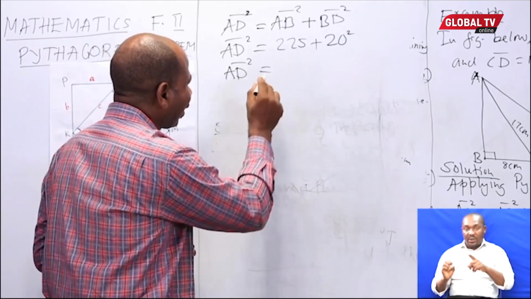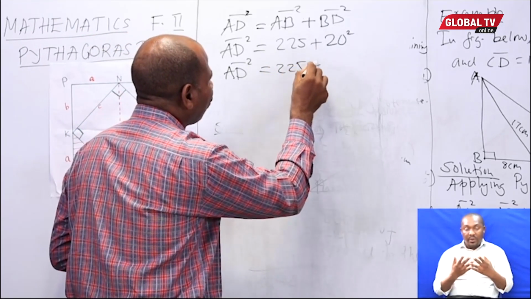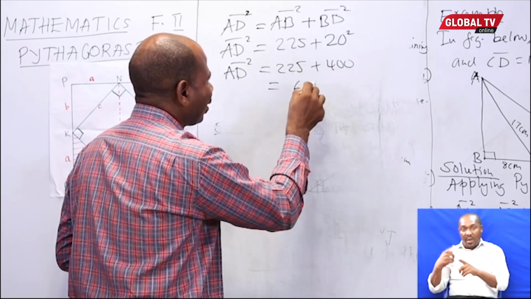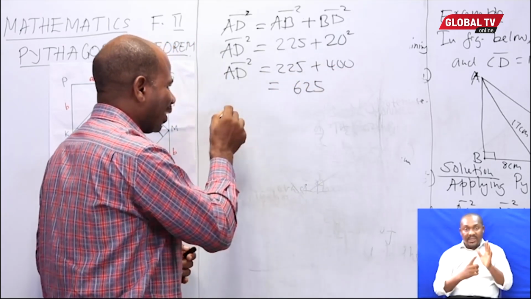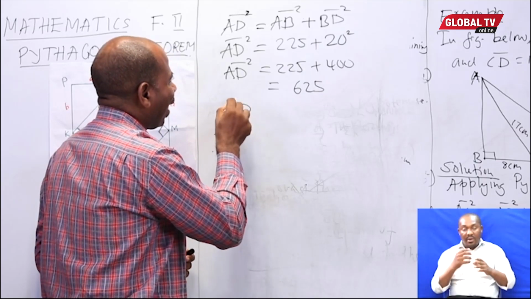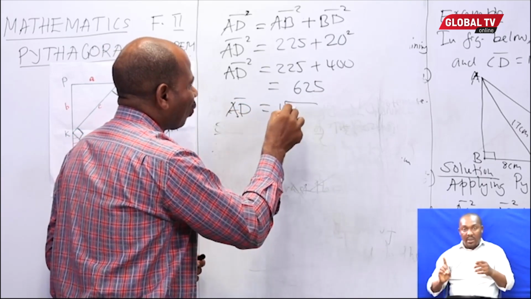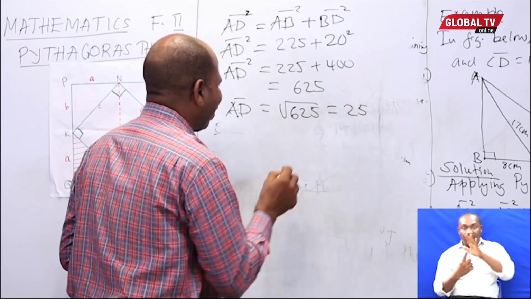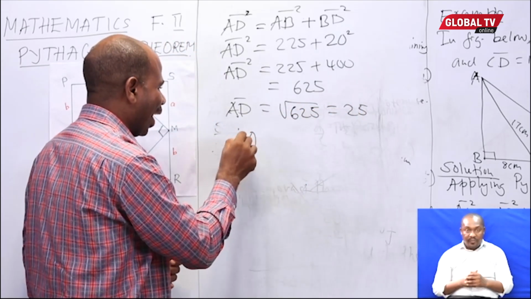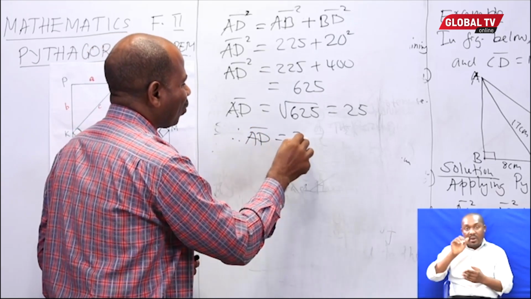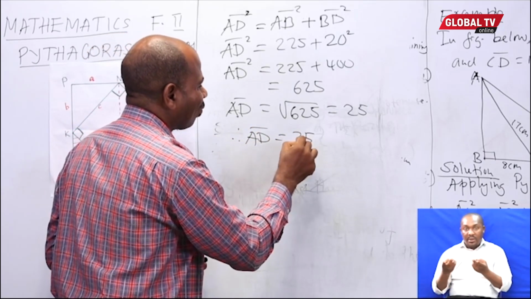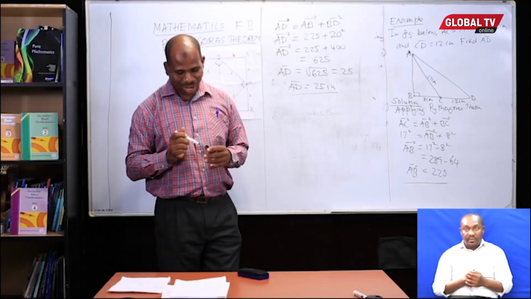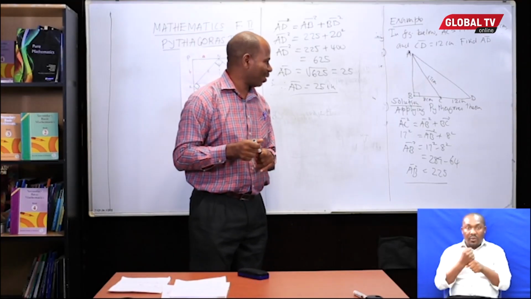So AD square is equal to 225 plus 20 square. 20 square is 400. So 225 plus 400 is 625. That is AD square. And the final AD is the square root of 625, which is 25. So therefore, AD is equal to 25 centimeters. This is how to work through a question involving Pythagoras.